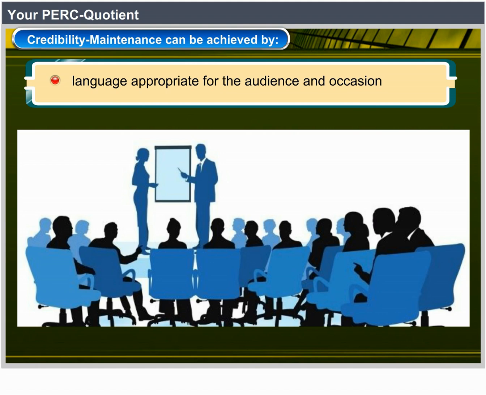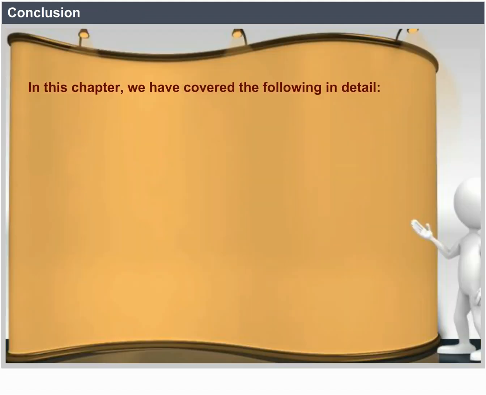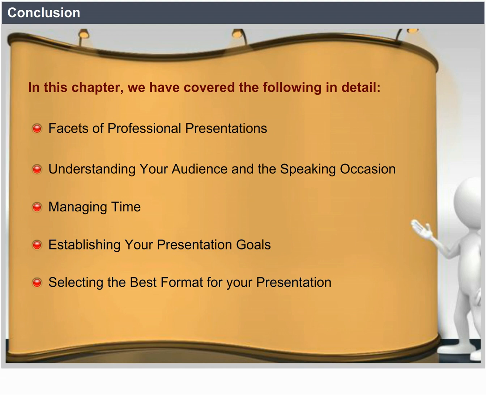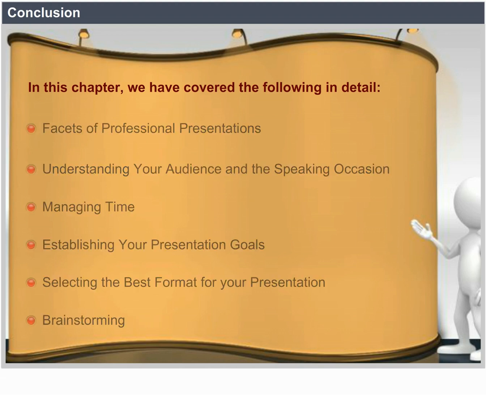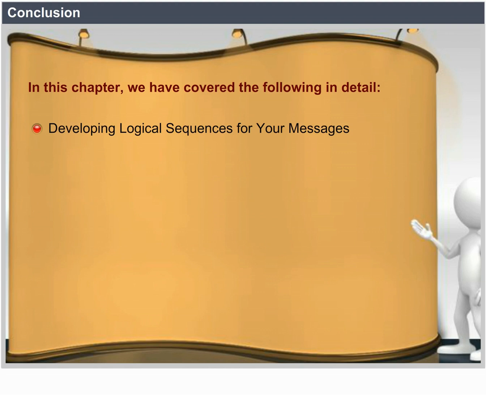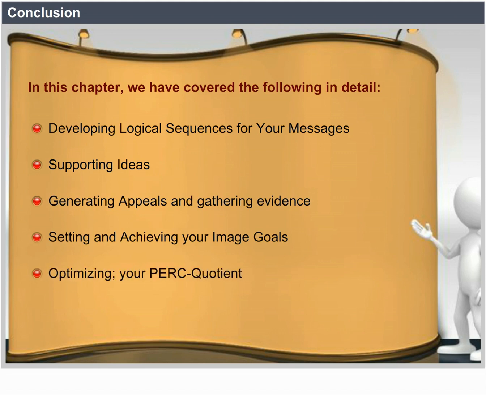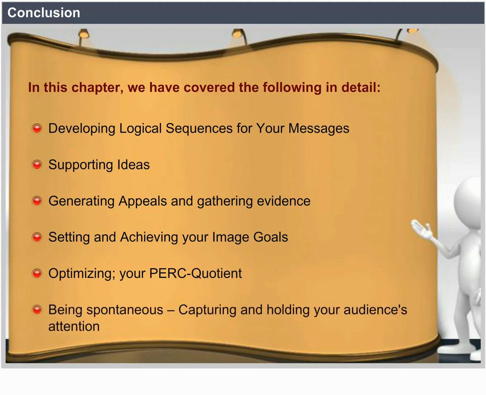Conclusion. In this chapter, we have covered the following in detail: facets of professional presentations, understanding your audience and the speaking occasion, managing time, establishing your presentation goals, selecting the best format for your presentation, brainstorming, developing logical sequences for your messages, supporting ideas, generating appeals and gathering evidence, setting and achieving your image goals, optimizing your PERC quotient, being spontaneous, capturing and holding your audience's attention.